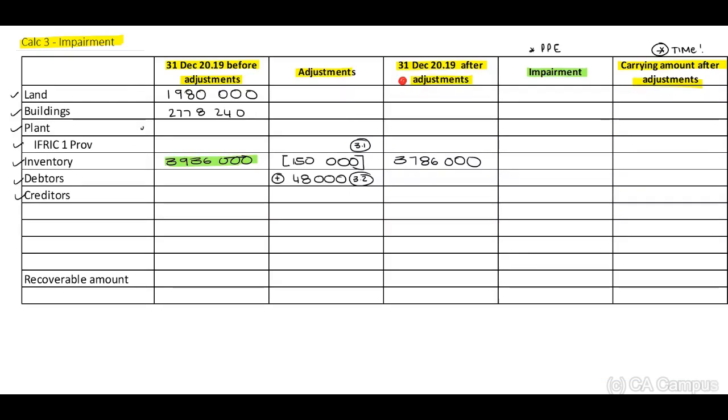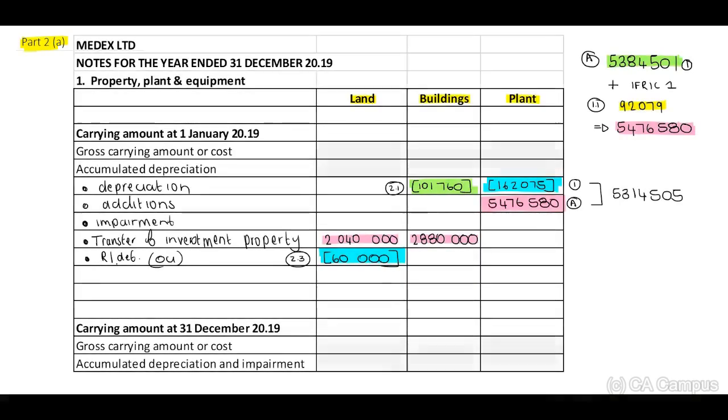Now, our plant. What is the value of our plant? When we look at our PPE note, guys, look at this. Our value of our plant will be the 5,447,680 minus the depreciation. Therefore, this is 5,314,505. You with me? And we need to transfer this to our impairment calculation.